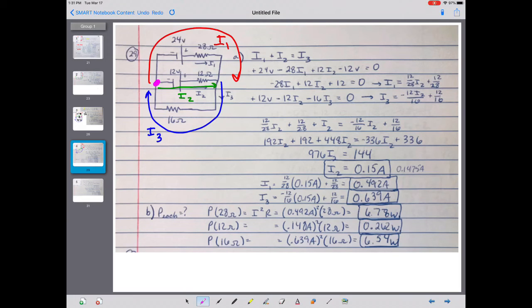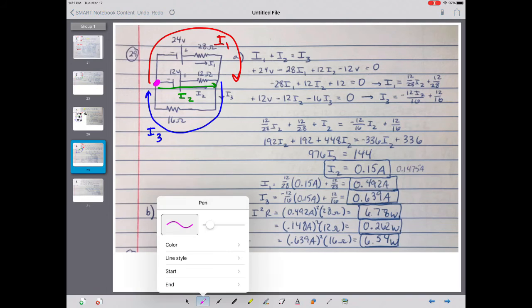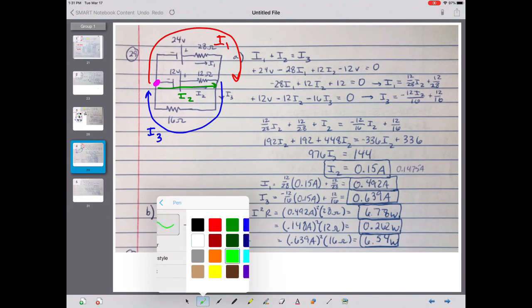On the junction on the left side, right there where the pink dot is, I've got I3 coming into that junction from the bottom, and then I2 and I1 exit it. That means I1 plus I2 has to be equal to I3.